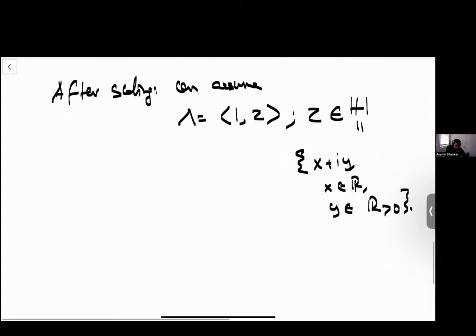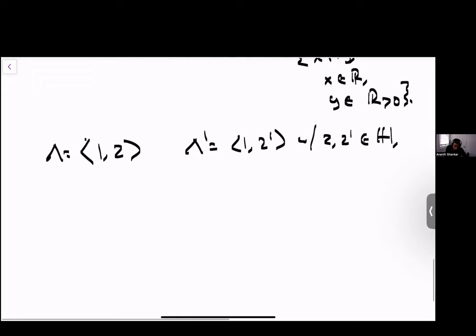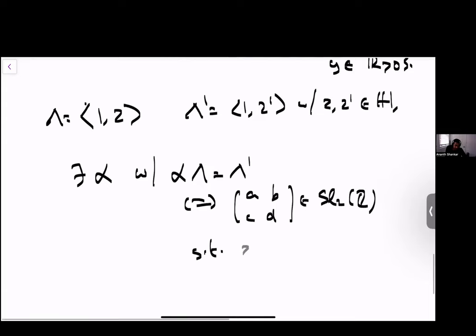All right. And given two lattices, lambda equals 1, tau, and lambda prime equals 1, tau prime, it ends up being just solving a system of linear equations to see that there exists some scalar alpha with alpha lambda equals lambda prime, if and only if there exists a 2 by 2 matrix in SL2Z such that your tau prime is A tau plus B over C tau plus D. So in order to see this, all you have to do is solve a bunch of linear equations.